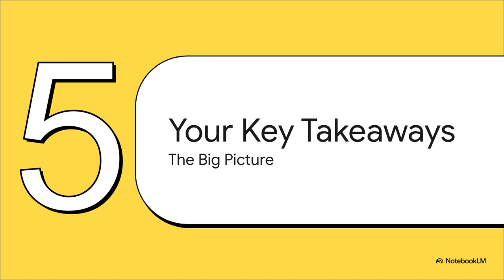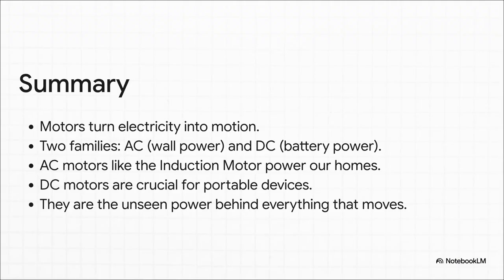and recap the key takeaways from all of this. So, what's the big picture here? Well, first, motors are the magic link that turns electricity into motion. Second, they fall into two main camps, AC for the power from your wall and DC for power from batteries. AC motors, like the induction motor, are the tough workhorses powering our homes, and DC motors are the heroes of portability and variable speed. But together, they are the unseen, quiet power that drives almost everything.